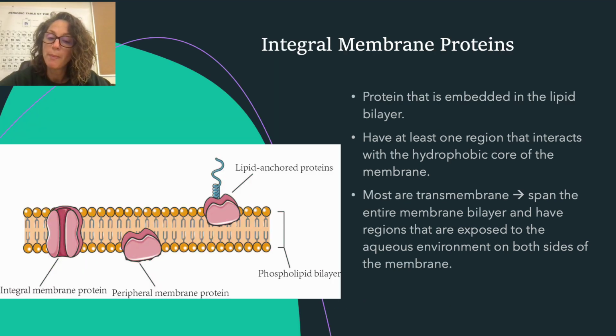So we have integral membrane proteins, and there are essentially two types. We have our peripheral membrane proteins that are attached to one part of the lipid bilayer, but not spanning it. And then we have the transmembrane proteins, and these are spanning the entire membrane. So you're going to have parts on the outer part of the membrane, going through the lipid bilayer, and then a part sticking out the inside of the membrane.